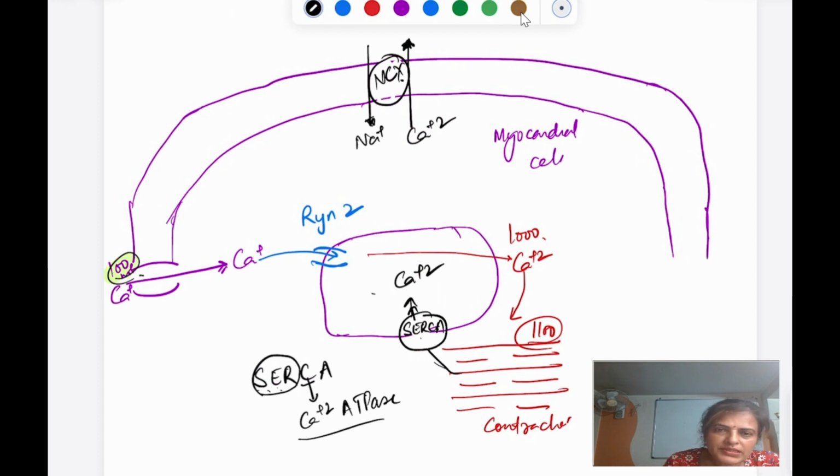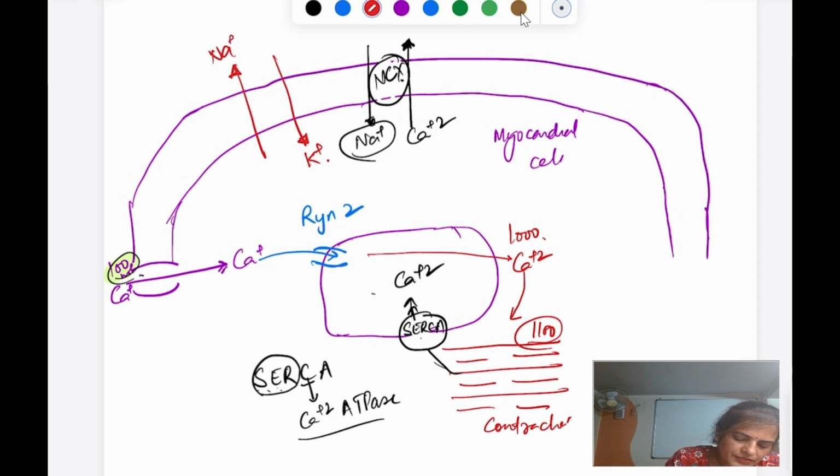Now again, sodium has entered inside. Now this sodium will be removed with the help of what? With another pump, that is the sodium potassium pump. So potassium will come inside and sodium will move out by the sodium potassium ATPase pump. Okay. So this is how the normal myocardium contracts.